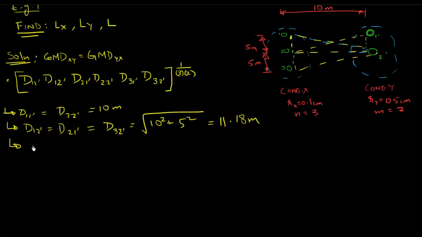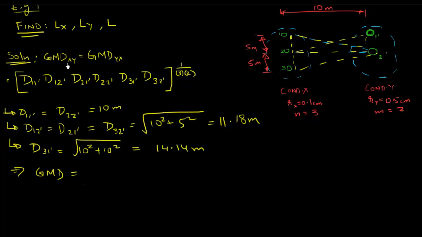And then you have the distance d3 to 1 prime. So that's that distance, and that's again by Pythagoras theorem. You will have here 10 meters, here 10 meters. So that'll be 10 square plus 10 square root of that, and that gives you 14.14 meters. Now, if we plug all these values in here, what you would get is your GMD.